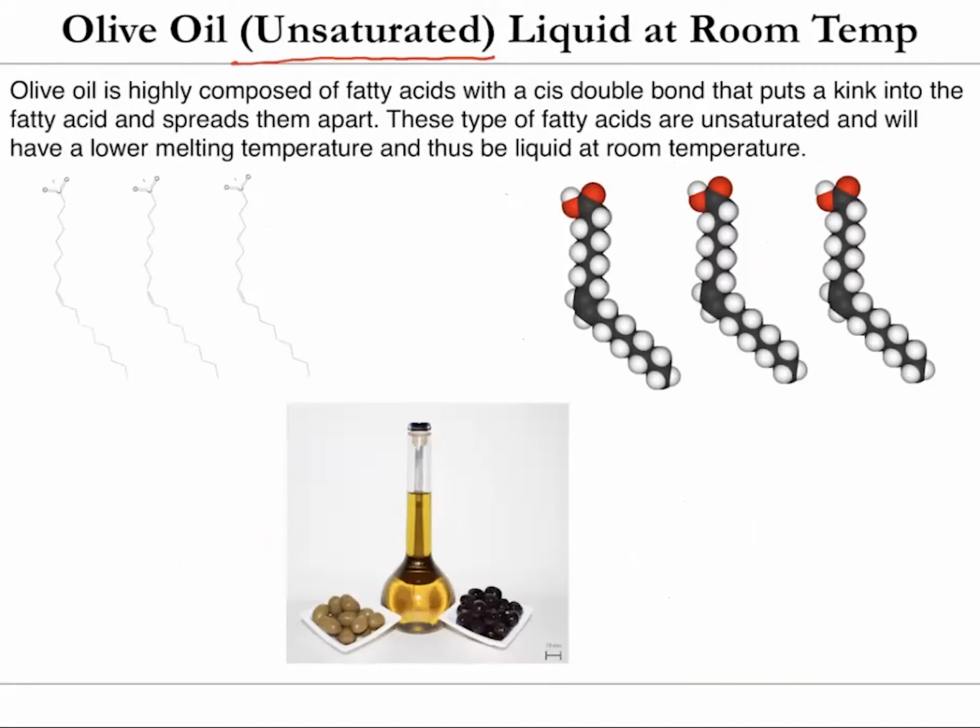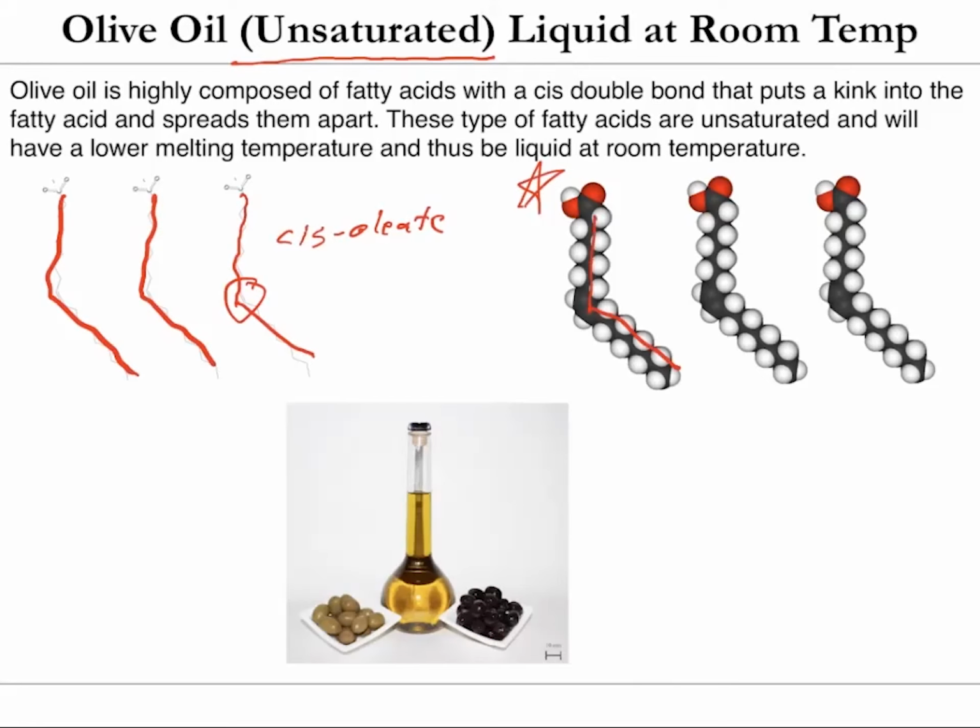It's made of a bunch of different fats, but a lot of them are this cis-oleate molecule. The cis-oleate fatty acids in olive oil have this double bond right here, which puts a kink into the molecule and increases the amount of space these molecules take up. Here's another example. There are kinks in these molecules, and what that does is make a collection of these fatty acids more liquid.